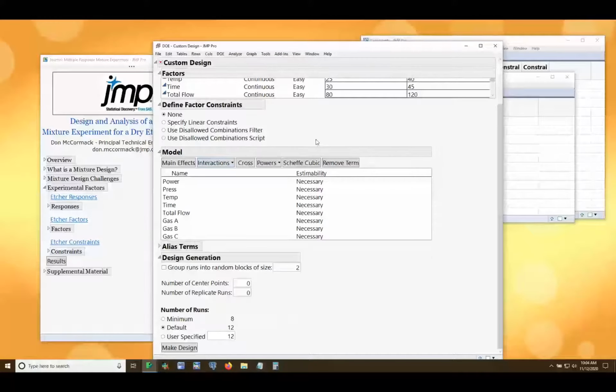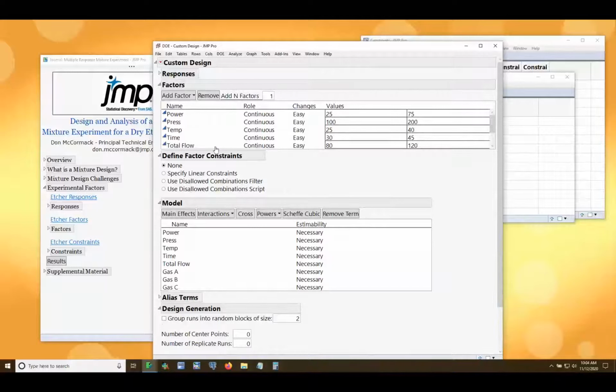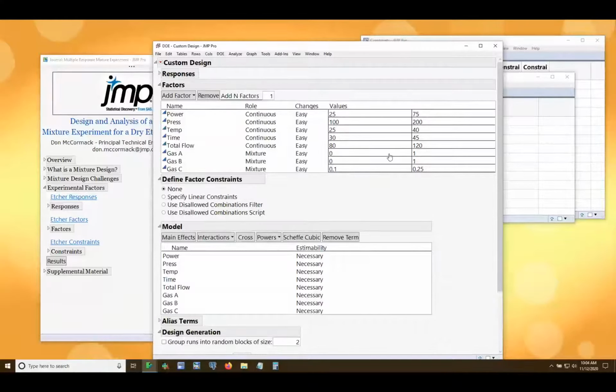All right, and here are my factors. And again, what I have done in this case is I have made sure that the high and the low settings for all of my non-mixture components are set to where they are. I know I've got these hard constraints on my gas C, but I'm not going to worry about gas A and gas B. I'm just going to let the custom designer take care of that.